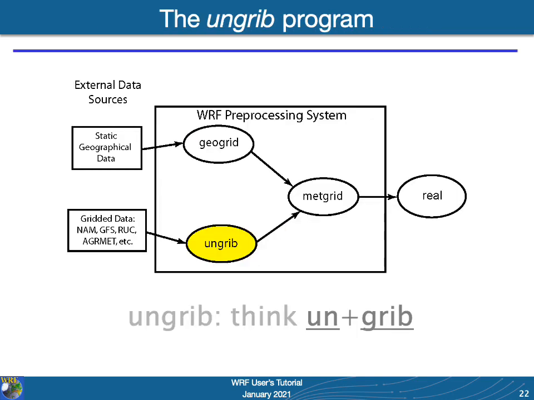So having looked at the Geogrid component of the WPS, we're now going to look at the component called Ungrib. And the name of the Ungrib program comes from the fact that it works with a file format called GRIB, which we'll talk about in just a couple of slides, and effectively it undoes this GRIB formatting of datasets. It converts GRIB datasets into a format that's much easier to process by the Metgrid program.